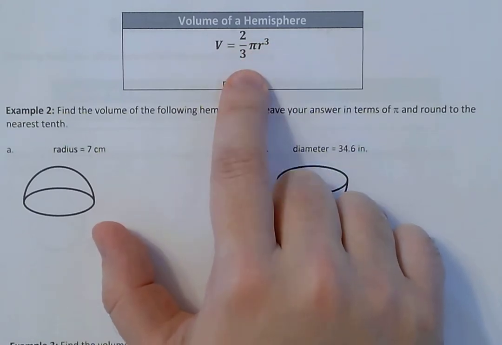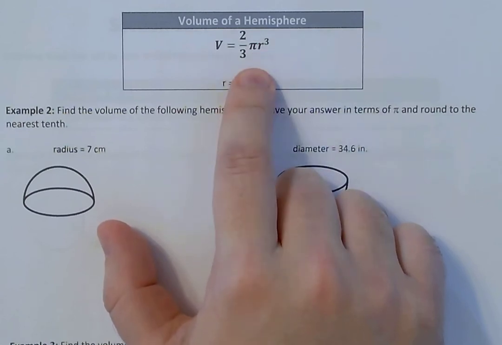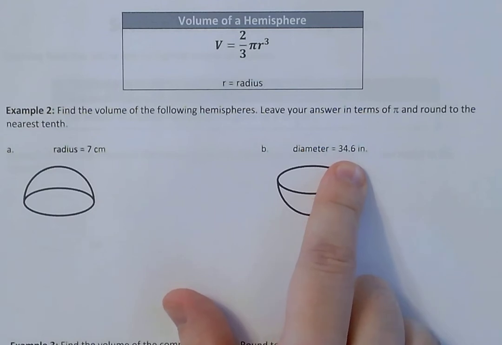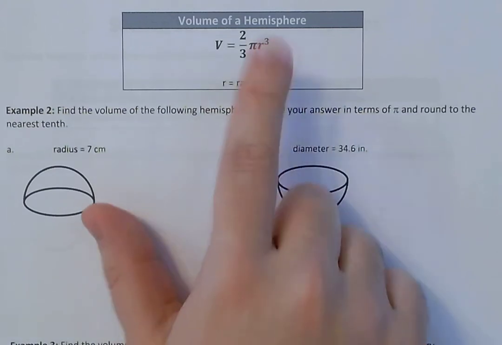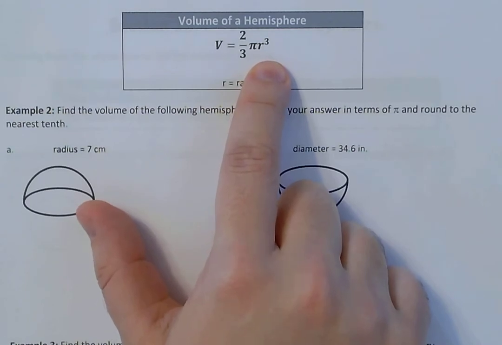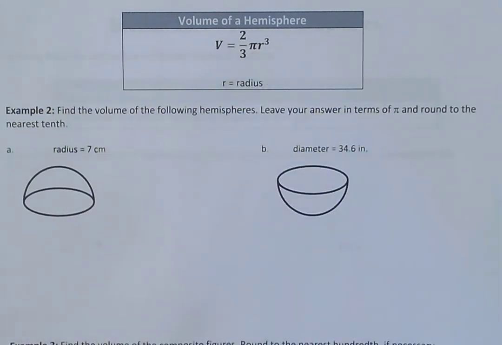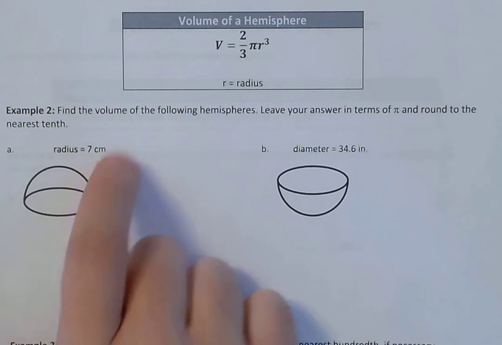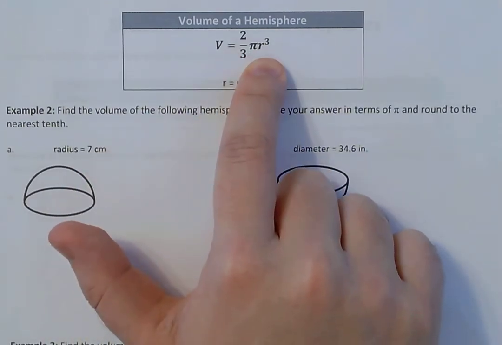So to find the volume of a hemisphere, it's 2/3 pi r cubed. If you know your radius, plug that in for r, and that will tell you the volume of your hemisphere. If they tell you the diameter, divide it by 2, then you can plug that in for r to figure out the volume of your hemisphere. So to practice for example 2 on finding the volume of hemispheres, if we look at A, they tell us our radius is 7. So we know r to be 7, so we're just going to plug 7 in for r.